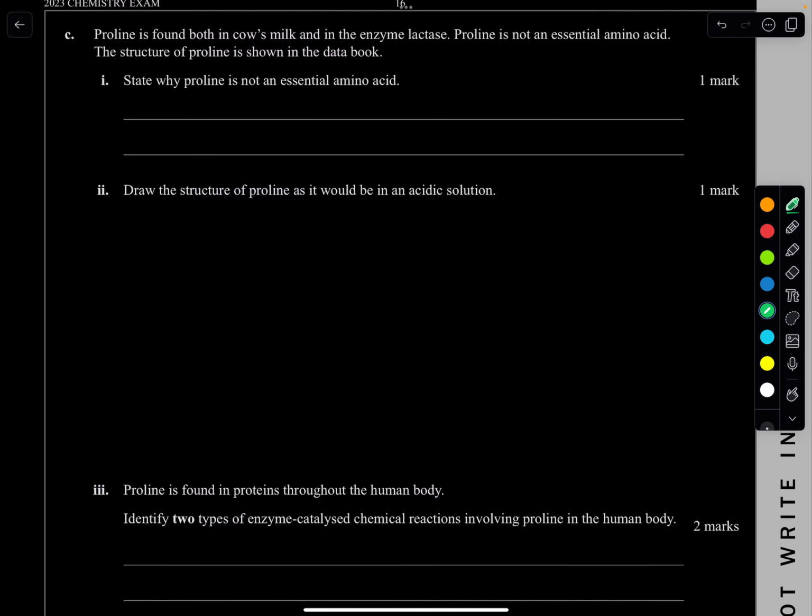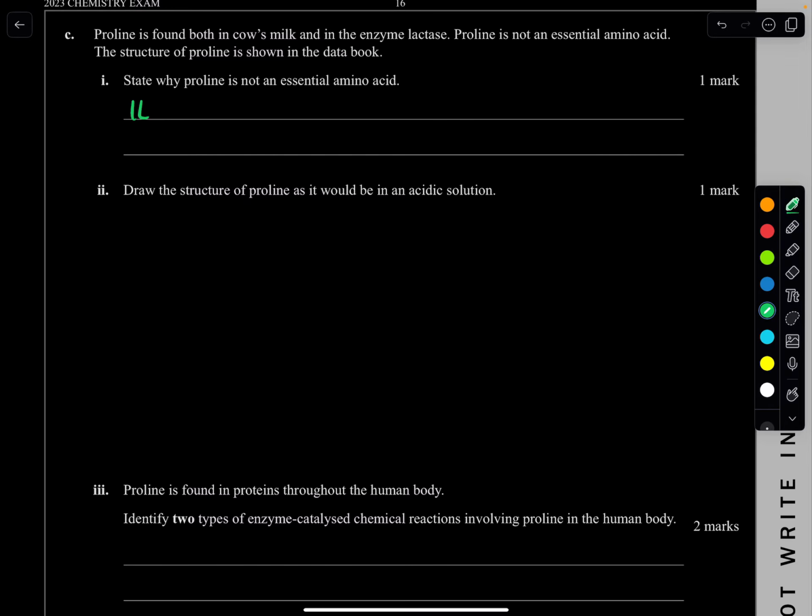Proline is found in both cow's milk and in the enzyme lactase. Proline is a non-essential amino acid. The structure of proline is shown in the data book. State why proline is not an essential amino acid. Basically, non-essential amino acids means that you don't need to consume them in a diet because your body synthesizes them by itself. You don't need to consume it. So that's what non-essential amino acids are.